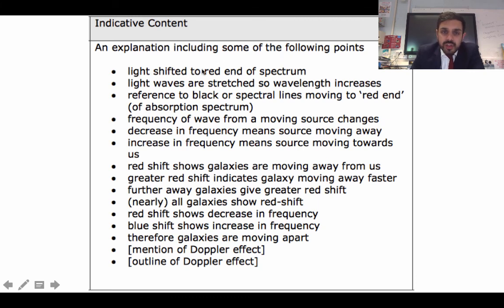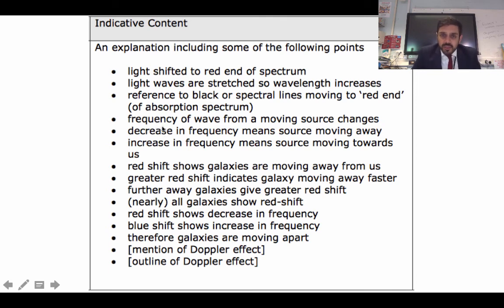Light shifted to the red end of the spectrum, one bullet point. Light waves are stretched, so the wavelength increases. Yeah, we discussed that. Light shifts to the red end of the spectrum. Light waves are stretched, so the wave becomes longer. Yeah? The spectral lines move to the red end. That's a little bit harder. People struggle to understand that. But for the moment, that's just one point, it's not going to kill you.